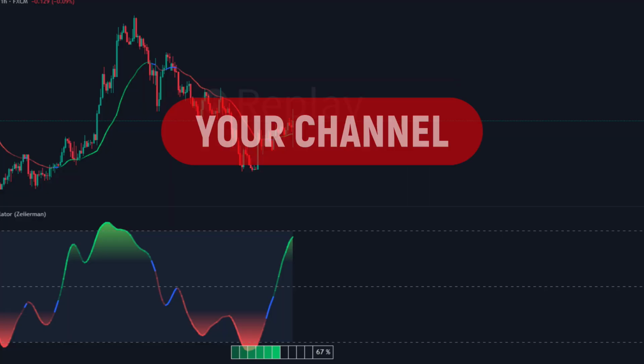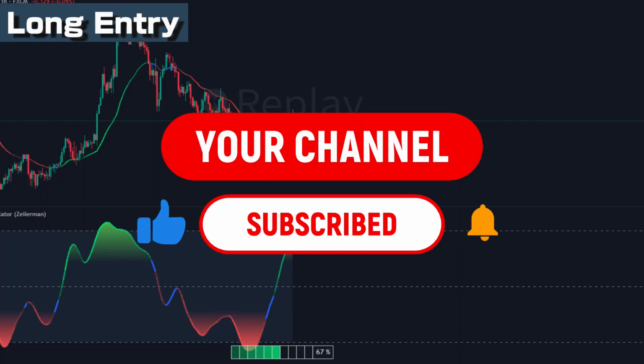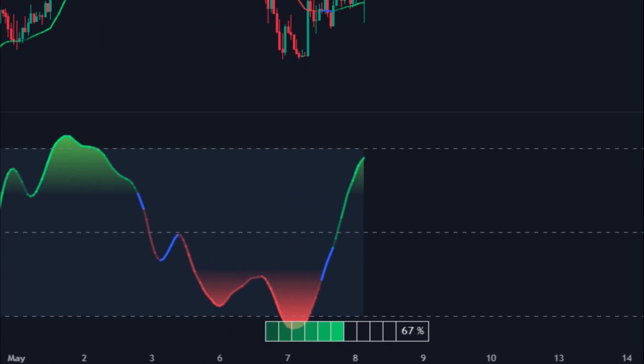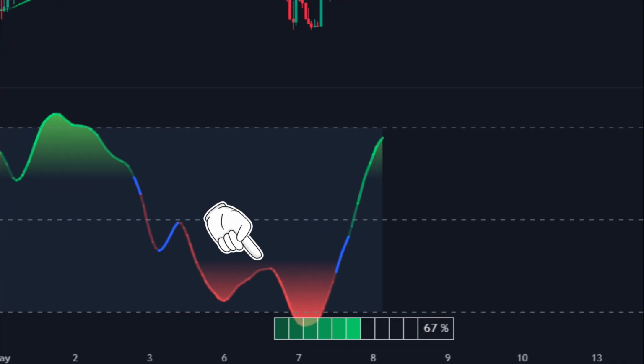Strategy overview. Let's start by looking at the conditions for a long entry. First, the oscillator should be below the zero line and displayed in red. This indicates that there is downward pressure in the market. Second, when the red turns to green, it's a sign of momentum reversal. In other words, the market is beginning to shift from selling pressure to buying strength.